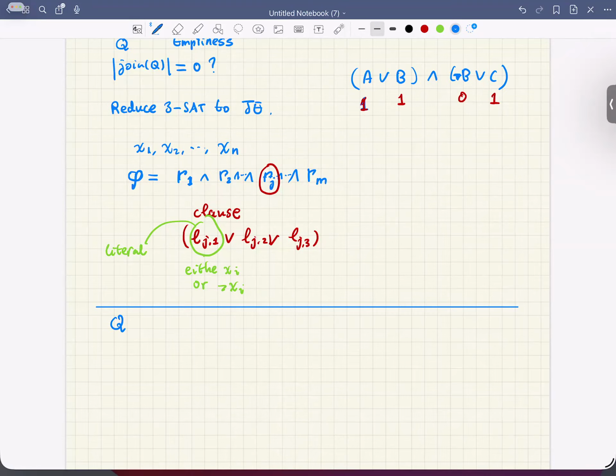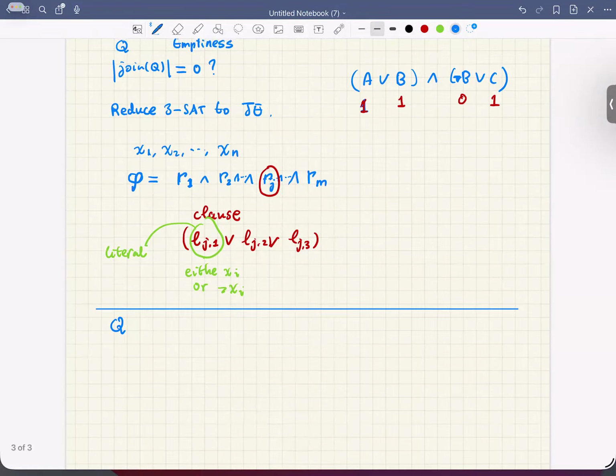You do not start with a join. You start with a phi, because you want to convert this phi to a join. And then you want to use a join emptiness algorithm to tell you something about this join. And then you utilize the result to derive a verdict on whether or not phi is satisfied.